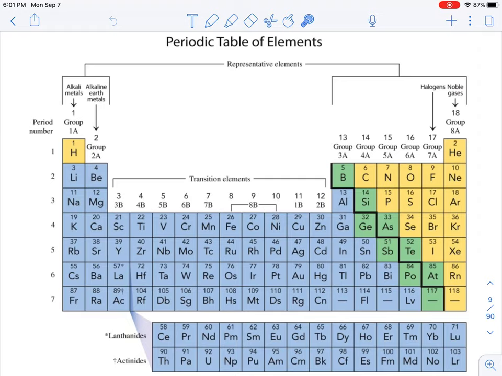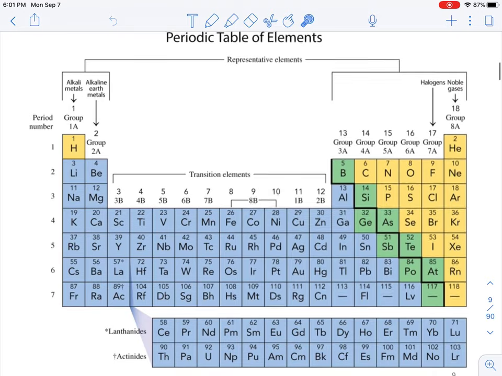Period 4 is going to start off with potassium, which is capital K, then calcium, then scandium. Basically all of these elements over here belong to period 4. All of these elements here belong to period 5.